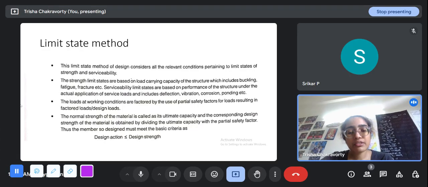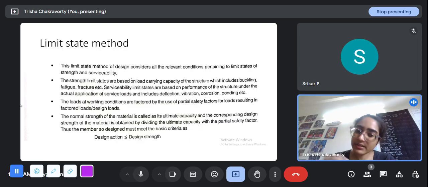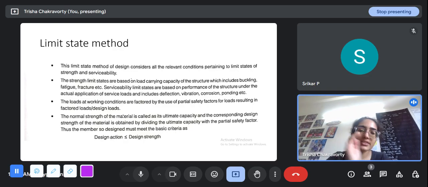The normal strength of the material is called its ultimate capacity, and the corresponding design strength of the material is obtained by dividing the ultimate capacity by the partial safety factor. So we apply a partial safety factor on both strength and load, and this is the design equation. Design action should be less than or equal to design strength, and the limit state is commonly expressed as design strength minus design action.